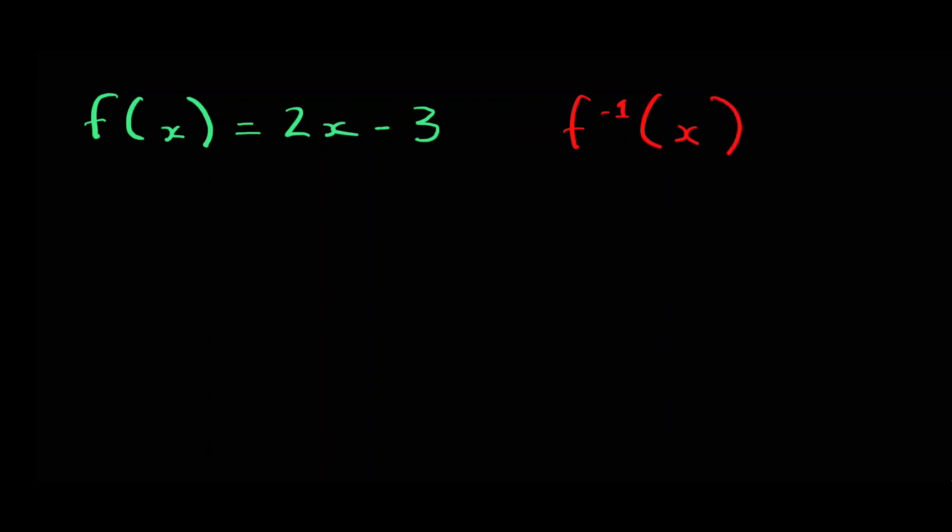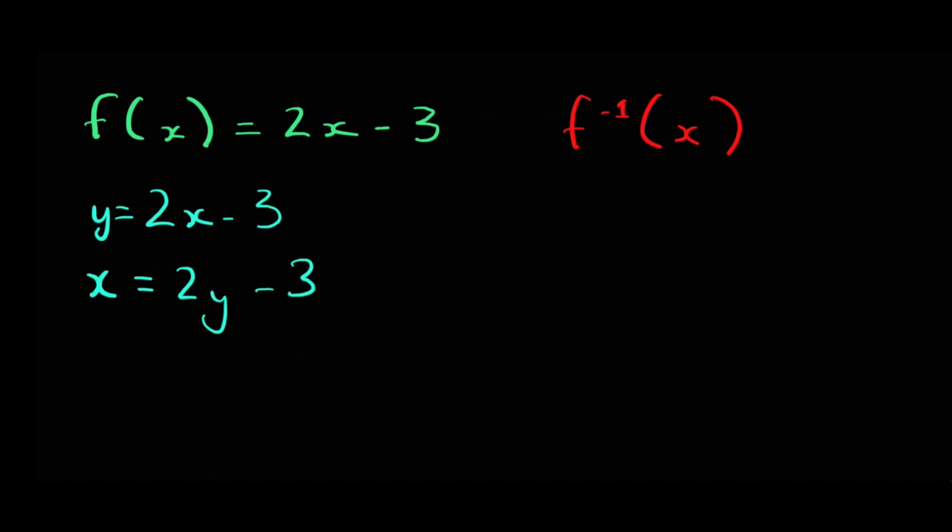So first replace f(x) with y, so write it as y = 2x - 3, and then you swap the x and the y. So rewrite it as x = 2y - 3. And after doing that, you just need to solve for y. So let's rearrange this equation.